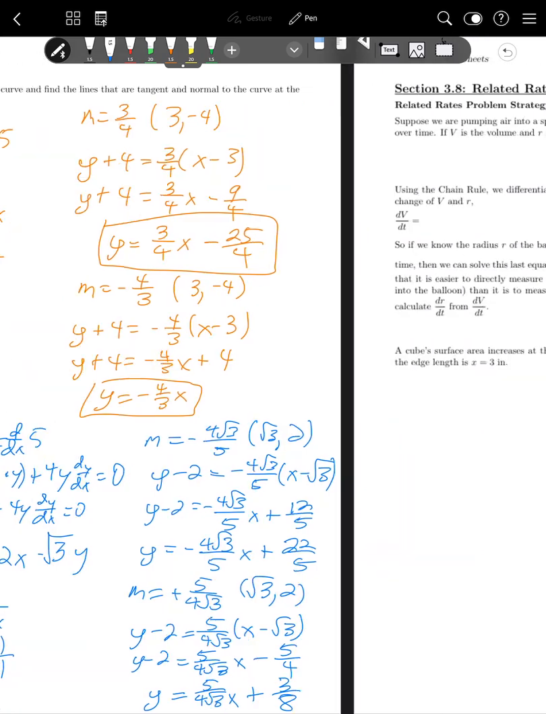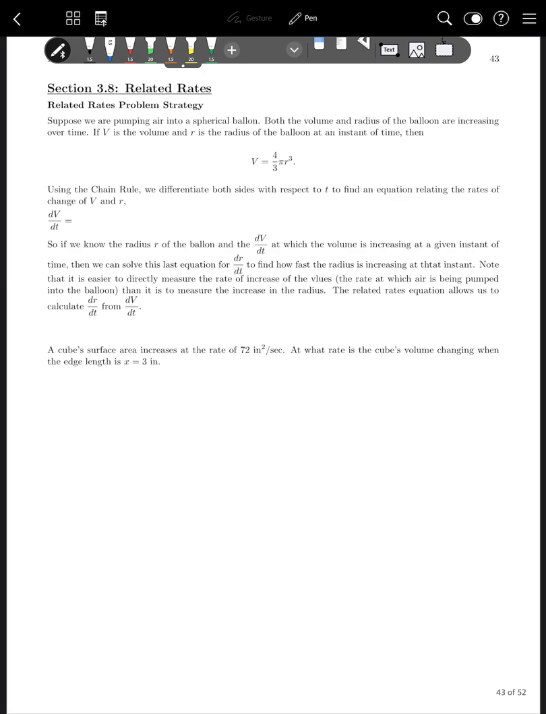There's an example. In the next section, related rates, we're going to talk about a lot more uses of this idea of implicit differentiation. So that's it for this section.